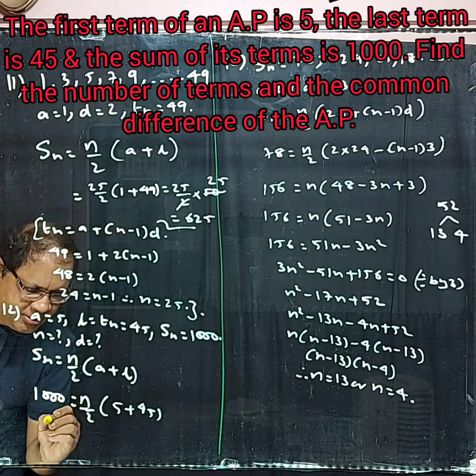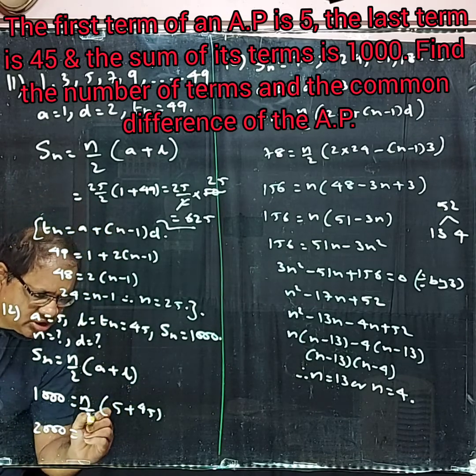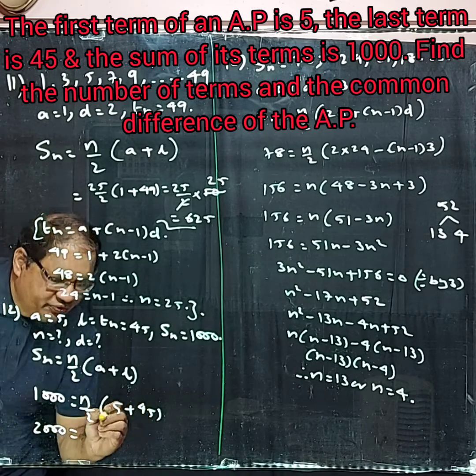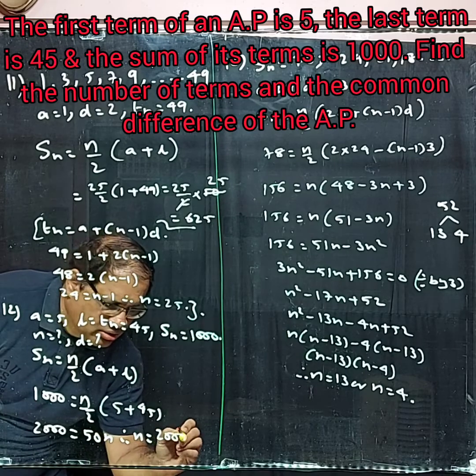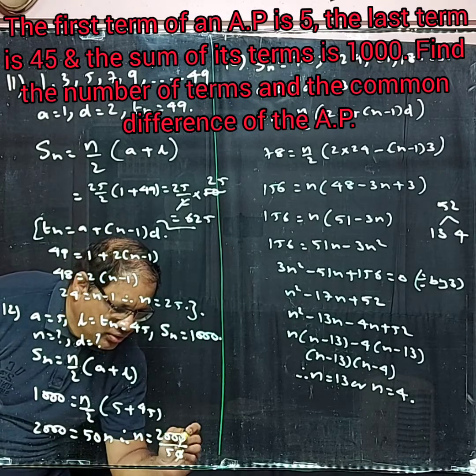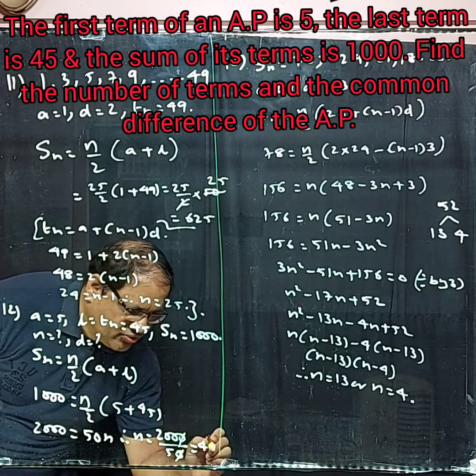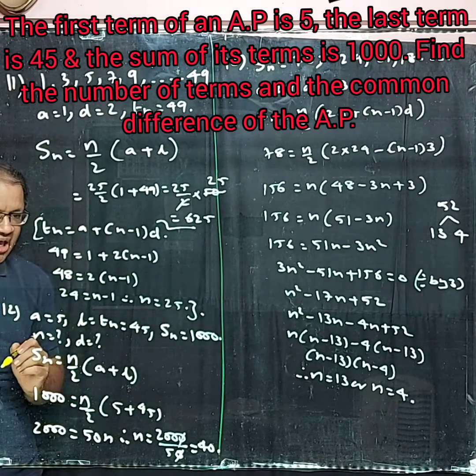So send 2 that side. 2000 is equal to 45 plus 5 is 50 n. Therefore n is equal to 2000 upon 50. That's 40. So we got n as 40.